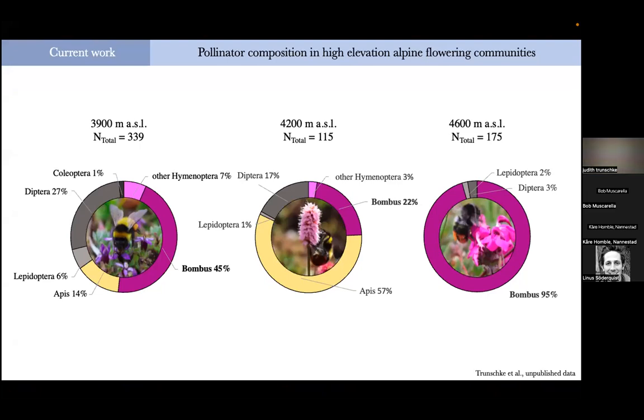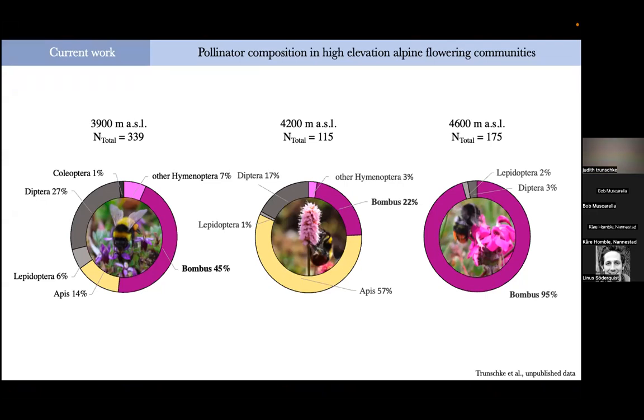So these are short graphs of the composition of different groups of pollinators. So we have beetles almost not existing, of course, a lot of Diptera, as it is also hypothesized in other mountain regions around the world. Then Lepidoptera, so butterflies, honeybees, bumblebees, and other Hymenoptera, so other solitary bees, for all the three field sites. And what you can see is on high elevation meadows, there's really a lot of bumblebee activity. So we have confirmed our hypothesis that, yes, they are really important.